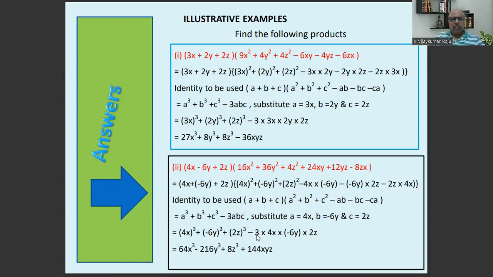Now there is a minus sign here and a minus sign here; minus minus will become plus. 3 4s are 12, 12 6s are 72, 72 2s are 144xyz. Understood? If there is a minus sign, the term which is negative will have a minus sign before it, because the cubic power 3 with a minus will make it minus only.